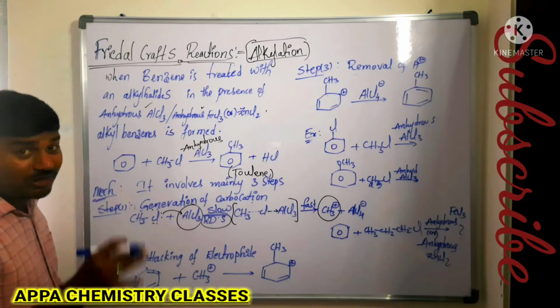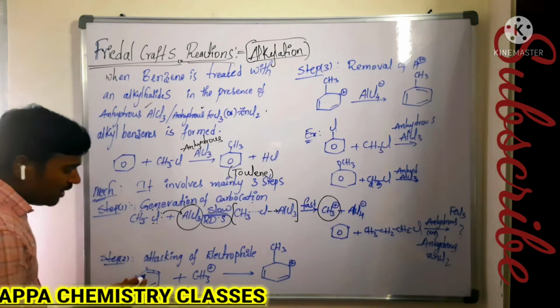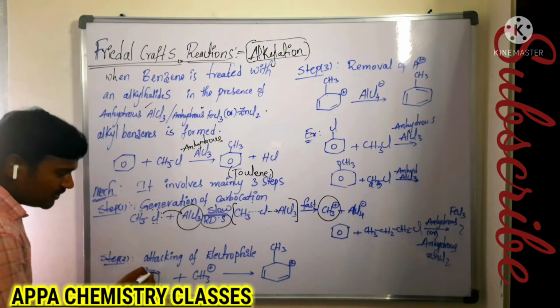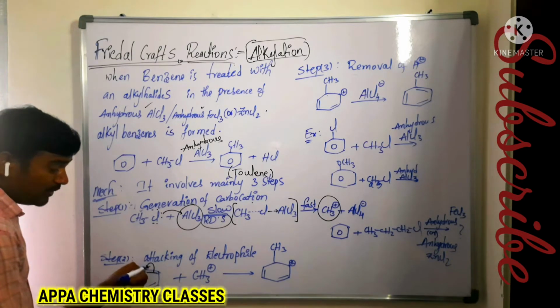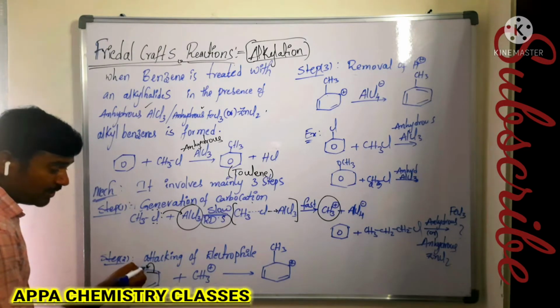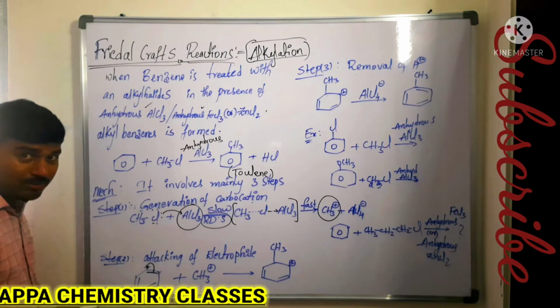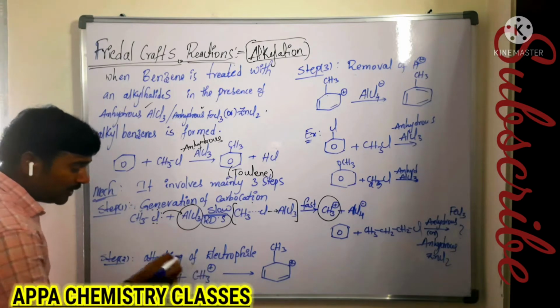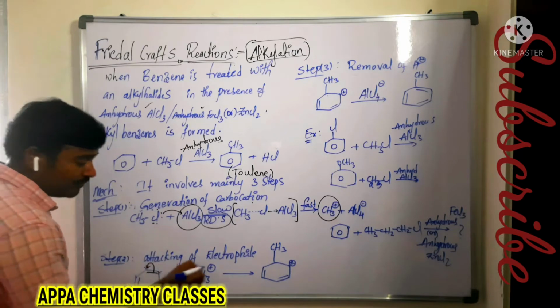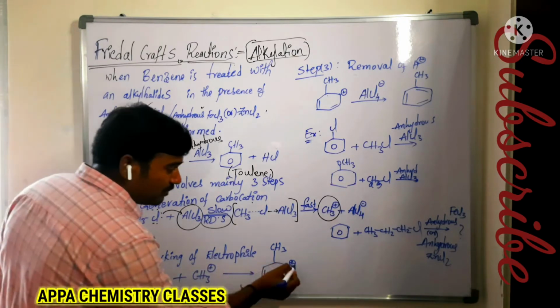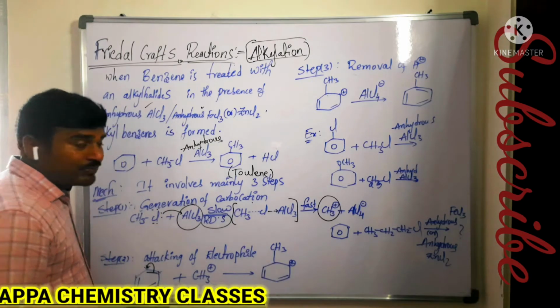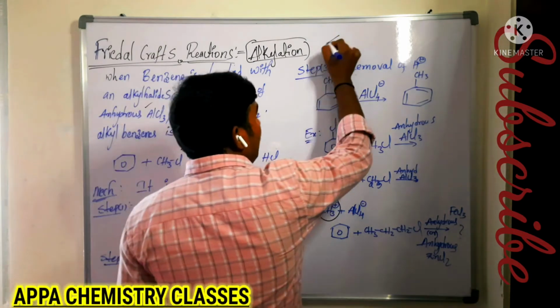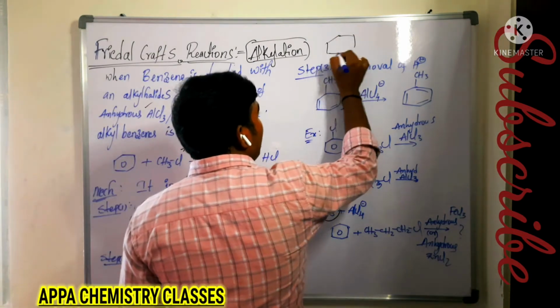Now you see the attacking of the electrophile. How the electrophile will attack on the benzene ring, we will see. This benzene ring contains pi bonds. This is a hypothetical mechanism. Whenever this pi bond is shifted here, this carbon gets the negative charge and this carbon gets the positive charge. Then this carbocation will attack on the negative charge. Then this carbon has a positive charge. Now this positive charge should be stabilized.